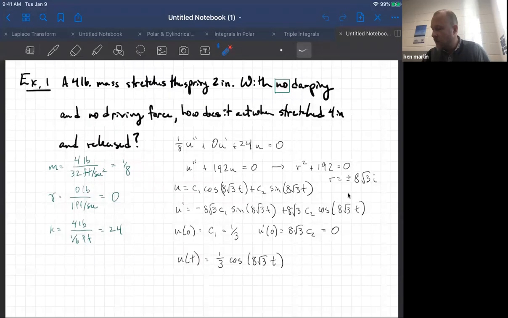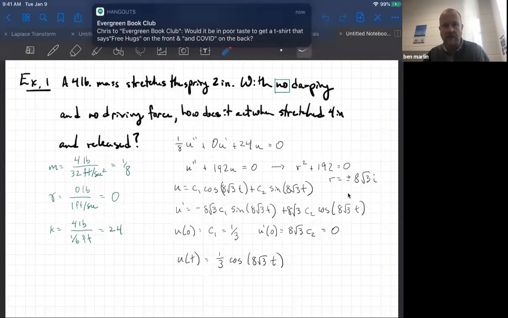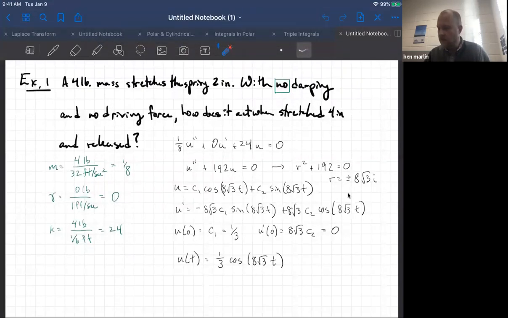The setup here was we stretched the spring 4 inches and then we released it. So in stretching that, we're not giving it any velocity. It's not like we stretched it and then gave it a push or anything. It's just stretched and released. So that's the reason for the 0 and the 1/3, which is 4 inches is 1/3 of a foot. Okay. So we end up with a solution there of this 1/3 cosine 8√3t.